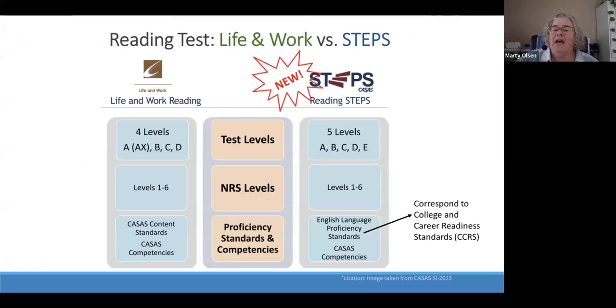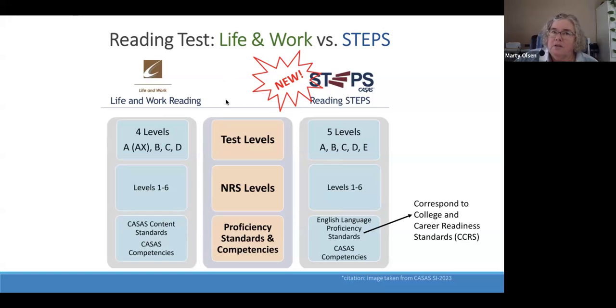So let's take a look at the old test versus the new test. Life and Work reading was originally written with 4 levels, whereas the STEPS test has 5. So there's a difference right off the top. It does cover all 6 NRS levels. Both of these series do and did. However, Life and Work was focused on CASAS content standards as well as the CASAS competencies. The STEPS test is focused on the English language proficiency standards and the CASAS competencies.